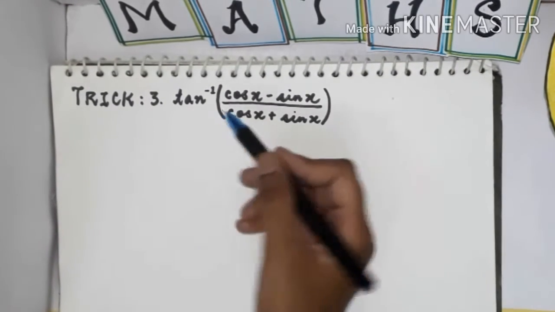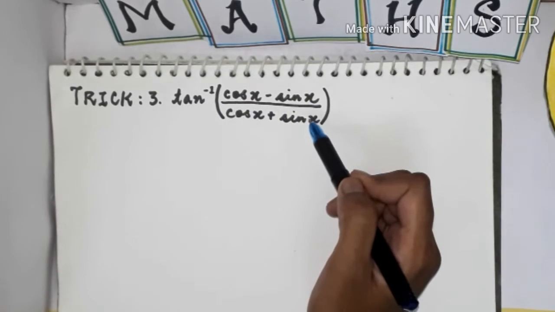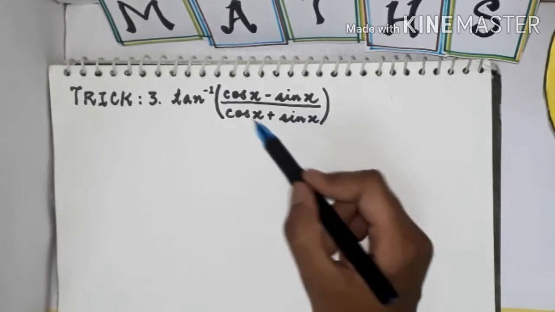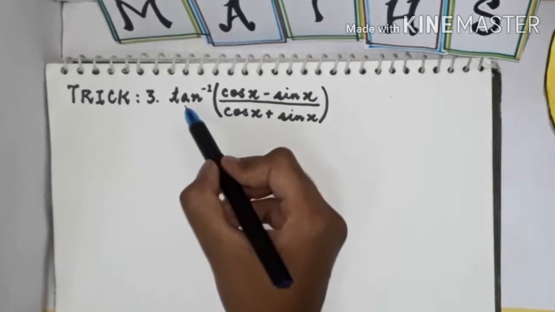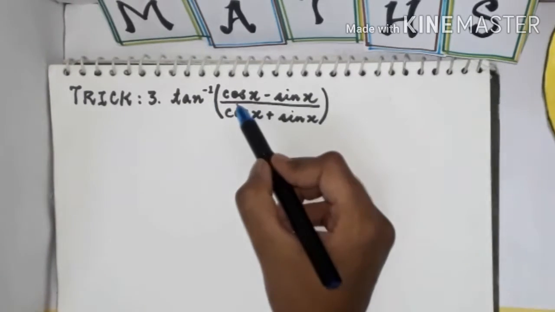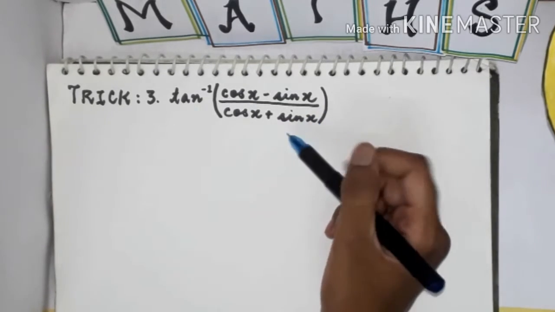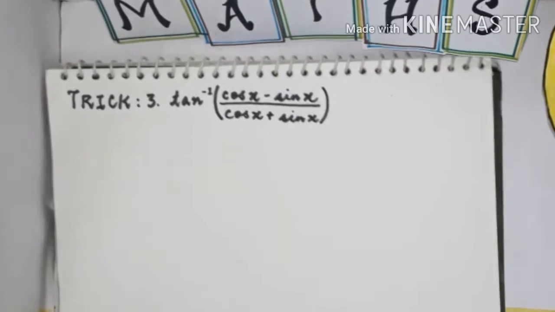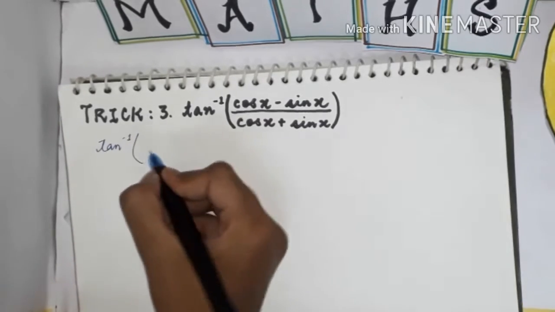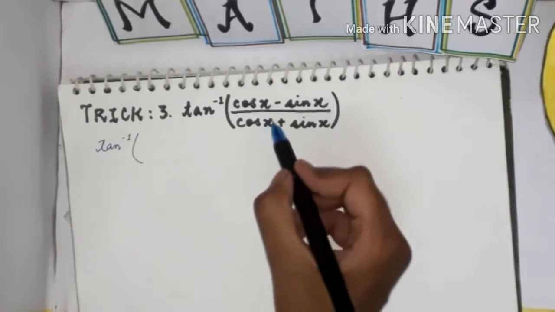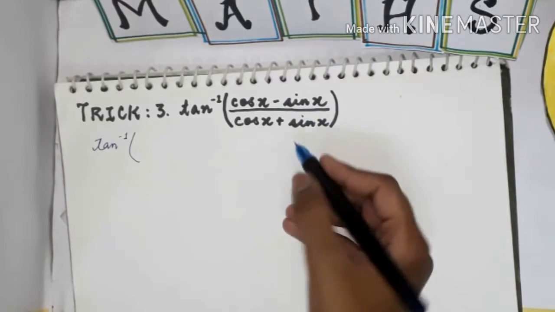When you will get a question like this, tan inverse of (cos x minus sin x) upon (cos x plus sin x), here also you have to express this function in the simplest form. So that means you have to remove this inverse function. So you have to express this expression in terms of tan theta. Then also you can remove this inverse function. So let's see what we do here. The first step that you have to do is to divide the numerator and the denominator by cos x. What you need to do?